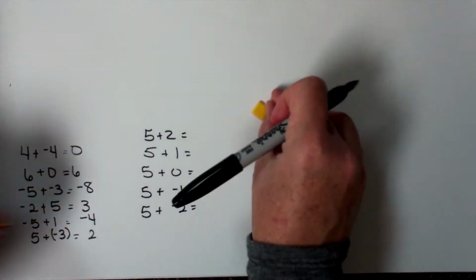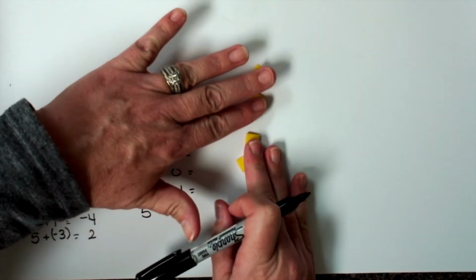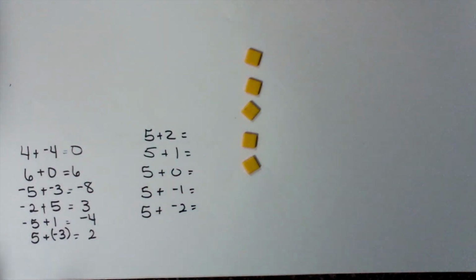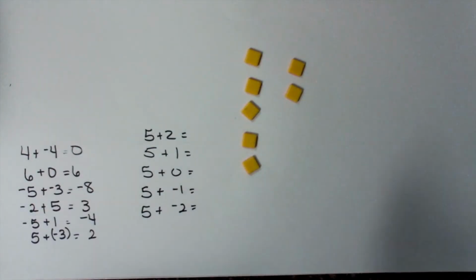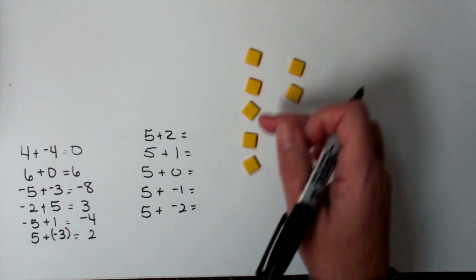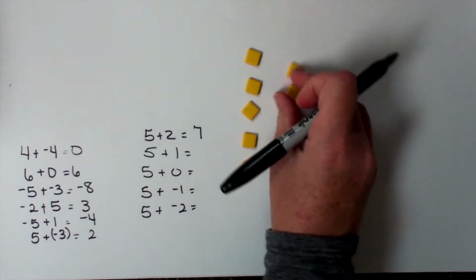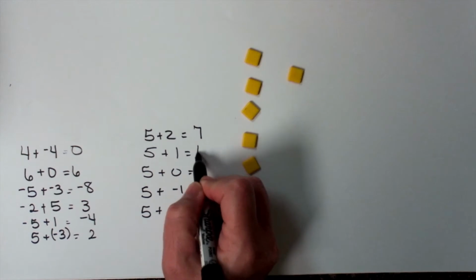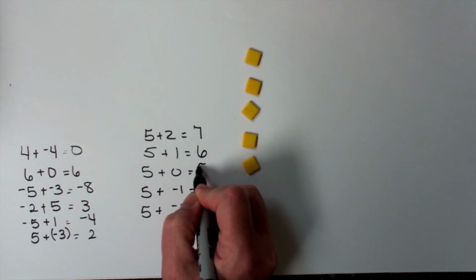So if I've got positive 5, positive 5, that's not the straightest line you've ever seen either. And I'm adding 2. These are alike, correct? I mean, they're positives and positives, so I can just count them up. 1, 2, 3, 4, 5, 6, 7. So my answer is 7. Now I've got 5 plus 1. 5 plus 1 is 6. 5 plus 0 is 5.